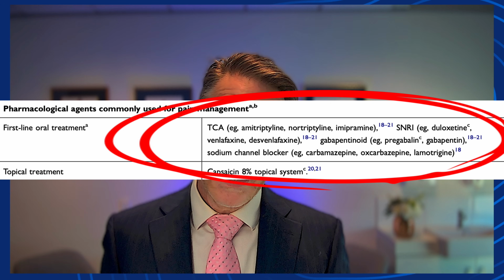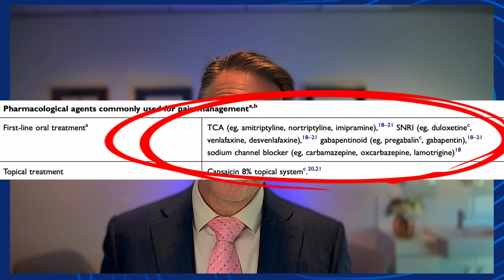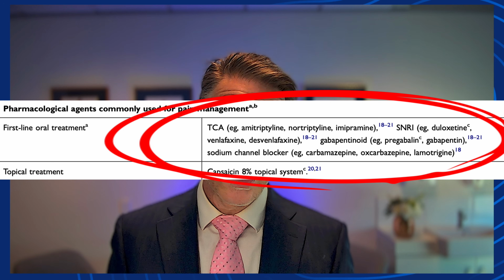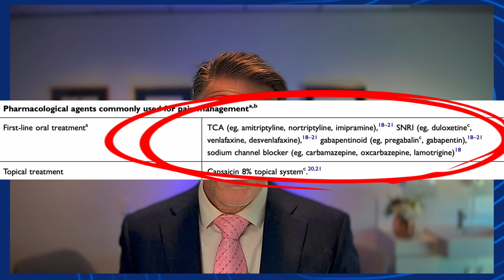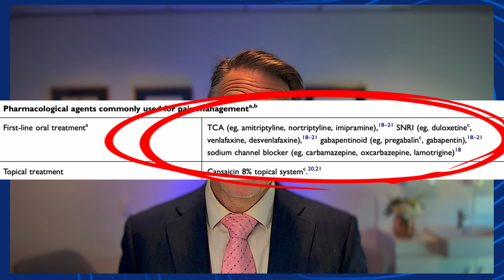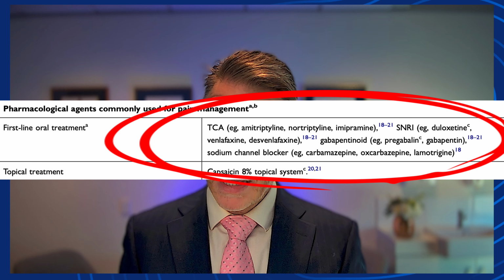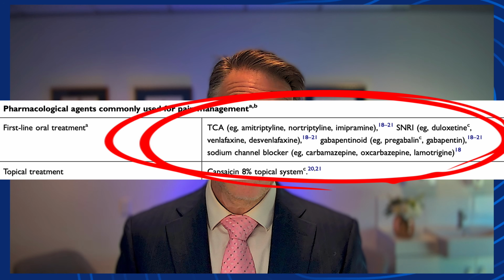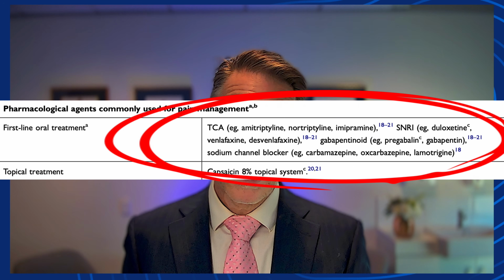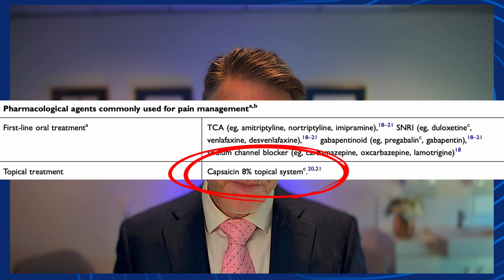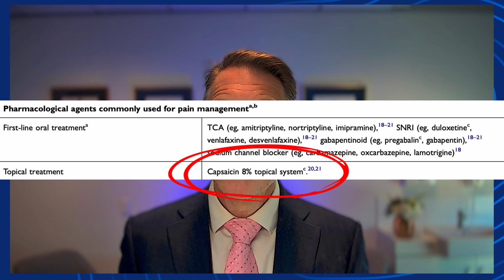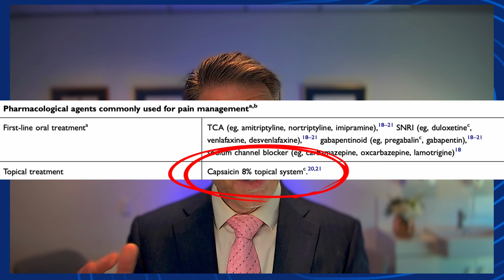The SNRI medications, the serotonin-noradrenaline reuptake inhibitors, so duloxetine, as mentioned, venlafaxine, desvenlafaxine. The gabapentinoids: gabapentin can be very useful if you're unable to tolerate Lyrica or pregabalin. Sodium channel blockers, which are other antineuropathic medications like carbamazepine, oxcarbazepine, or lamotrigine. In some parts of the world, you're able to use capsaicin 8%, which is a very strong preparation of capsaicin, which can be applied to the area and can give you about 3 or 4 months of pain control.